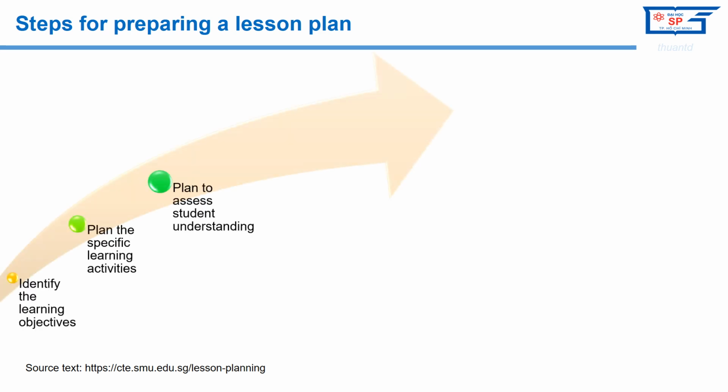After identifying the learning objectives and planning the specific learning activities, teachers need to plan to assess student understanding. Assessments, e.g., tests, papers, problem sets, performances, provide opportunities for students to demonstrate and practice the knowledge and skills articulated in the learning objectives, and for instructors to offer targeted feedback that can guide further learning. Planning for assessment allows you to find out whether your students are learning.